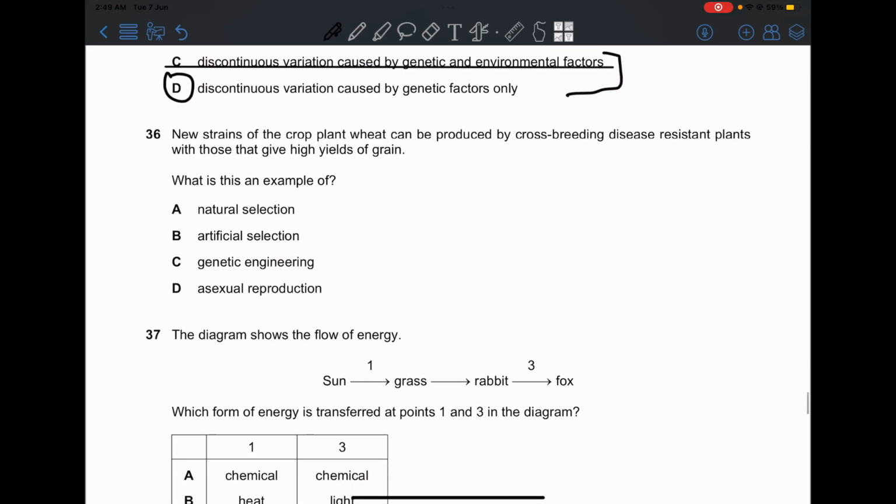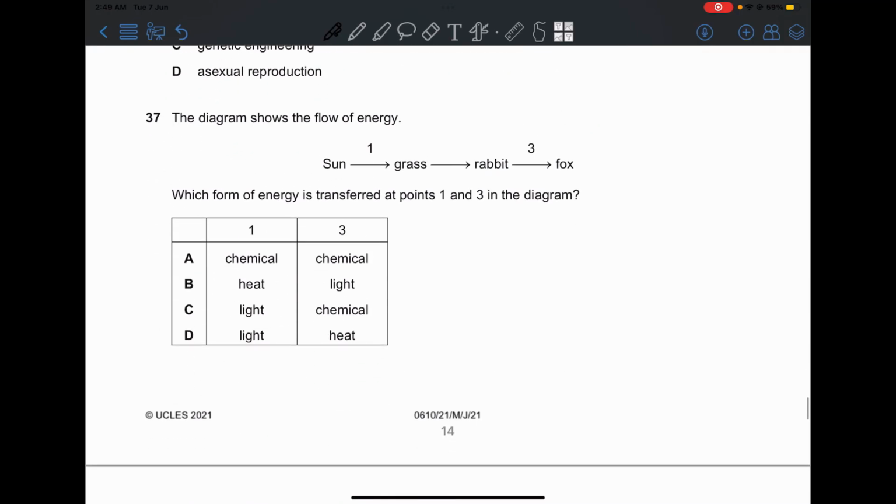36. New strains of the crop plant wheat can be produced by crossbreeding disease-resistant plants with those that give high yields of grain. What is this an example of? Now we know that this is an example of artificial selection because they are crossbreeding specific types of grains so they can produce artificial varieties, and also this is caused by humans and not the environment, so it is not natural selection. So B is the answer for this question.